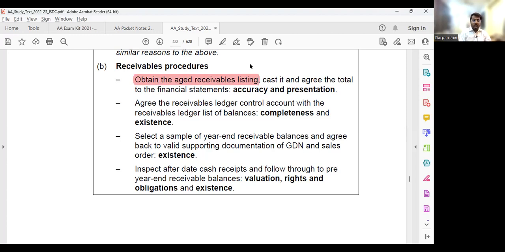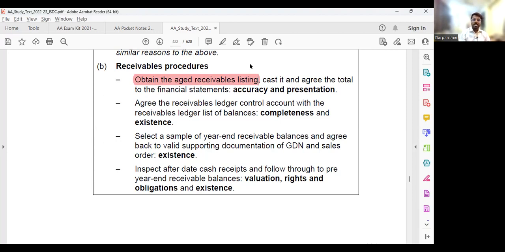Next, agree the receivables ledger control account with the receivable ledger list of balances. The control account that you have, the receivables ledger control account, that control account should agree with the individual receivable ledgers.